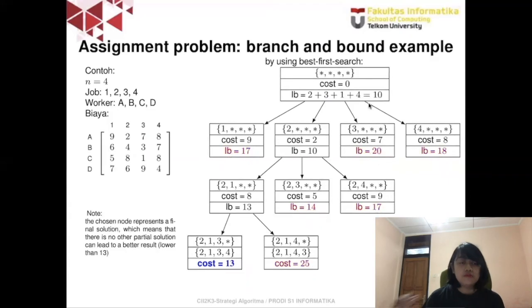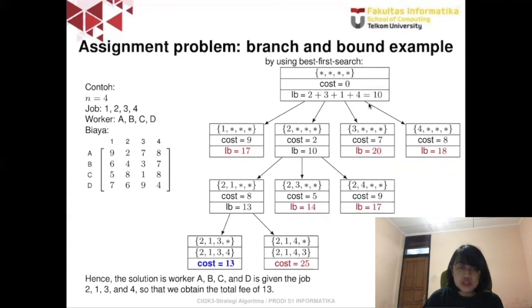Okay, so the chosen node represents a final solution, which means that there is no other partial solution that can lead to a better solution or lower than 13. So the solution for this problem is worker A, B, C, and D respectively is given the job 2, 1, 3, and 4 so that we obtain the total fee of 13.